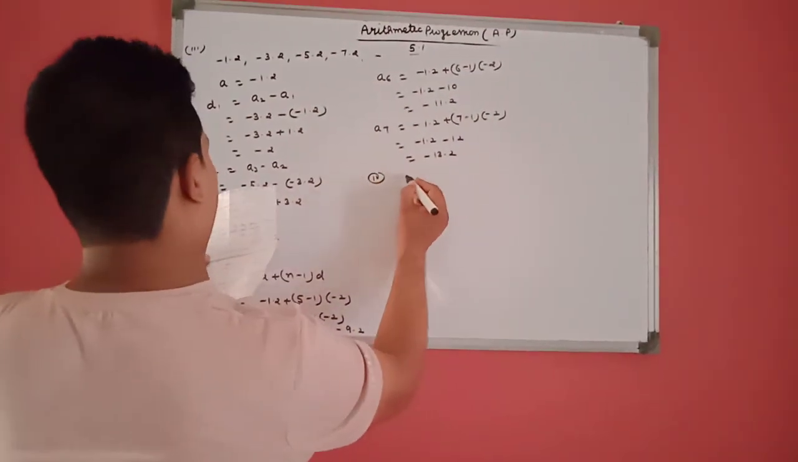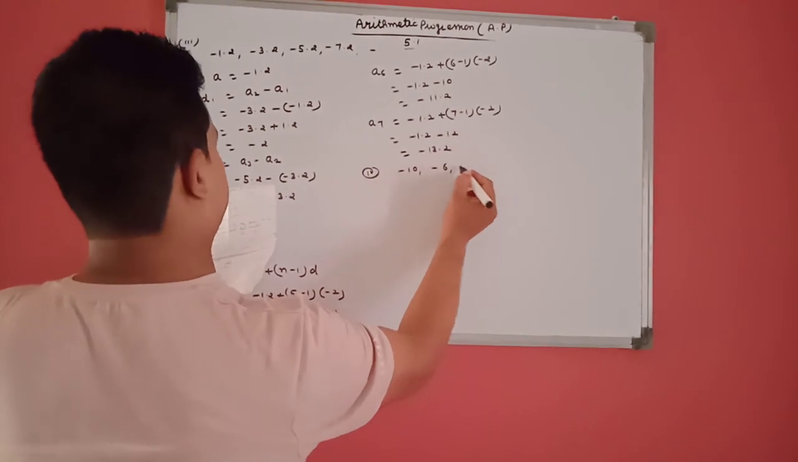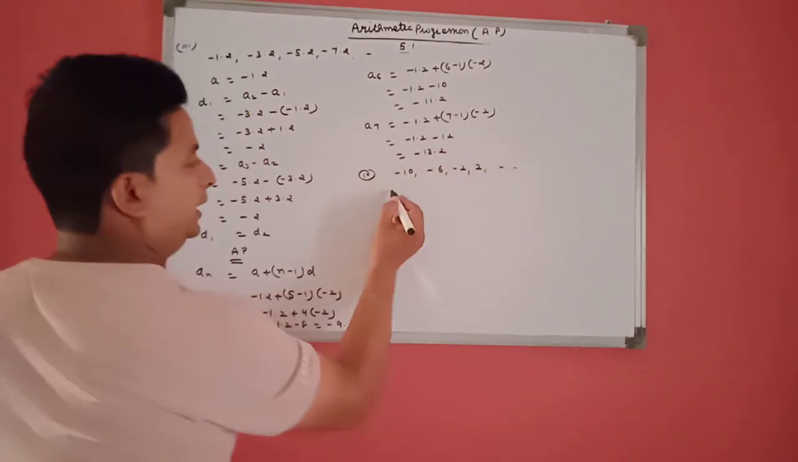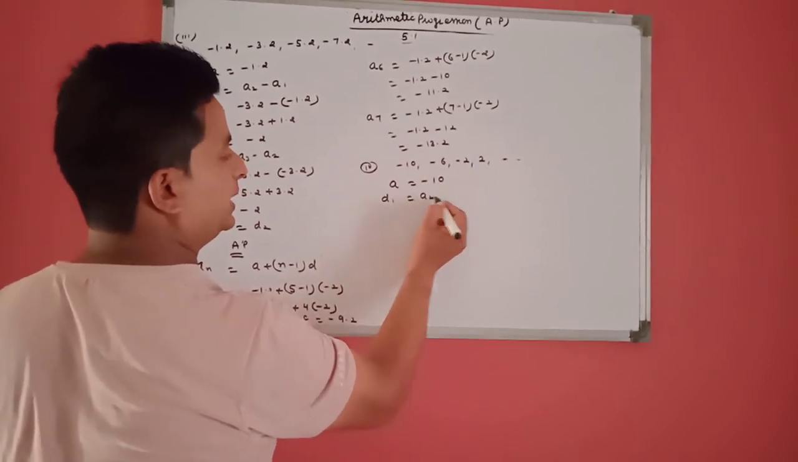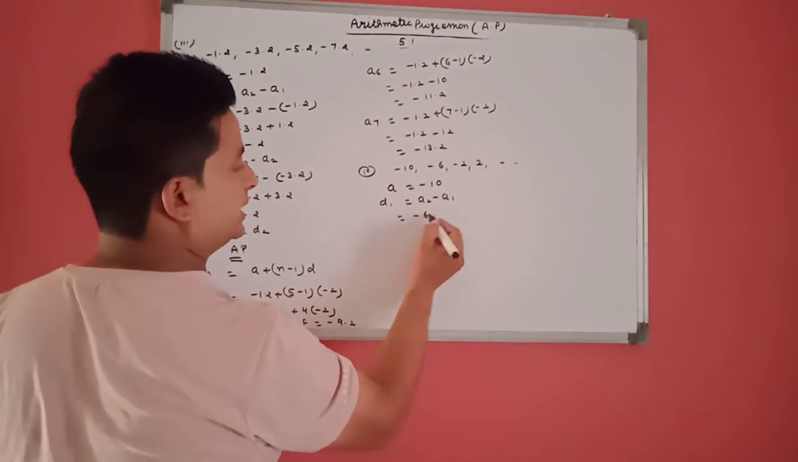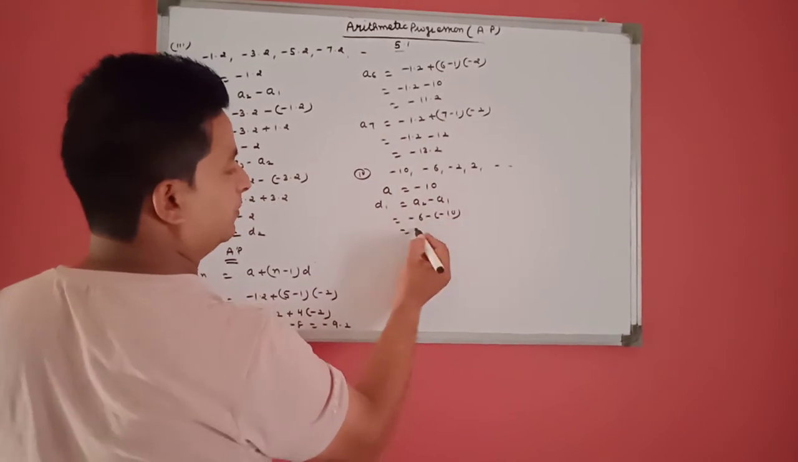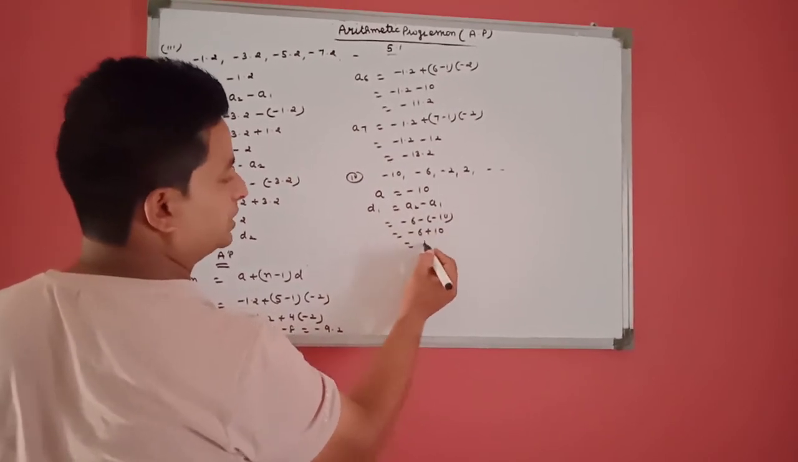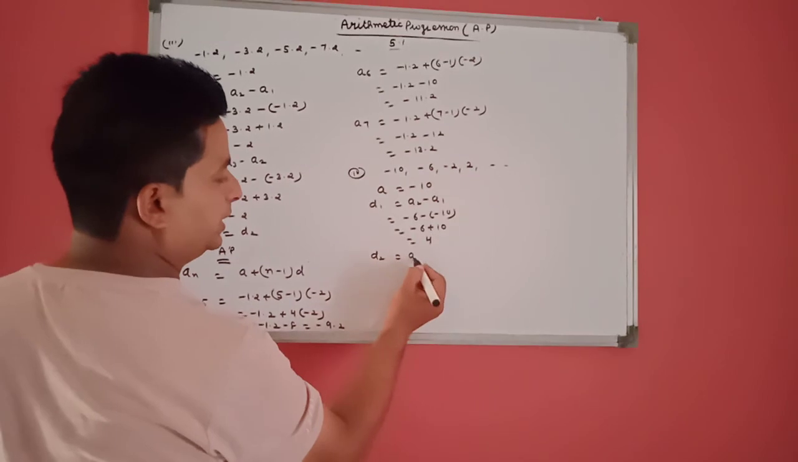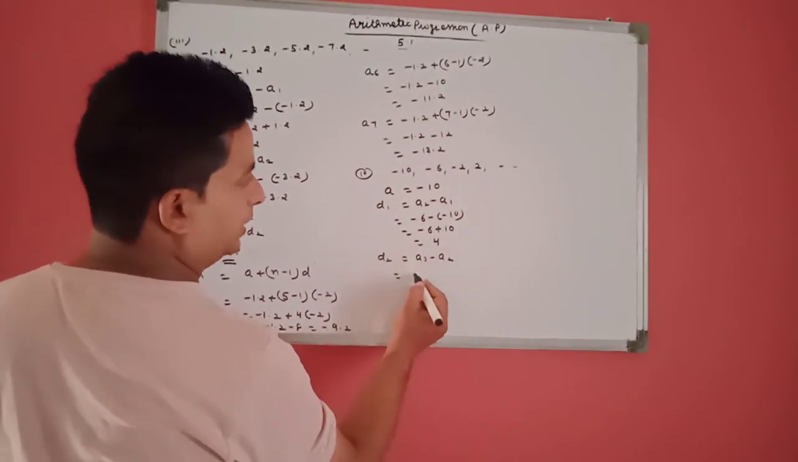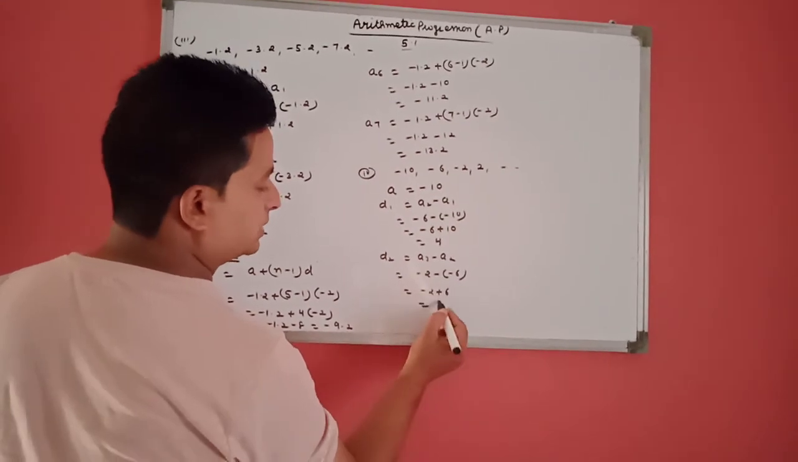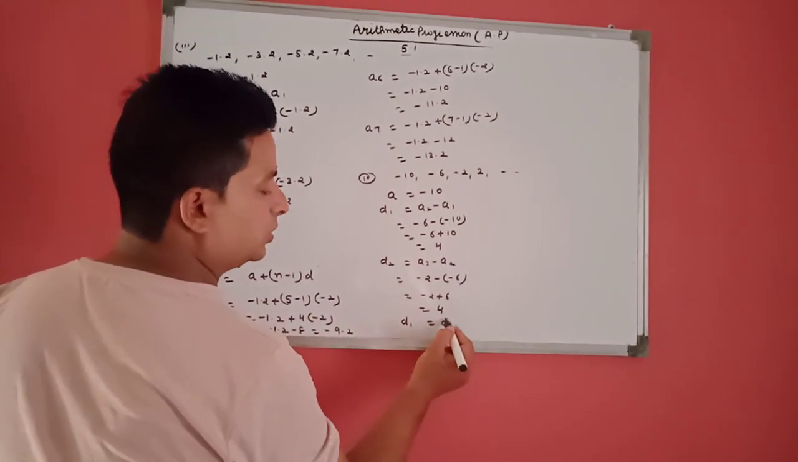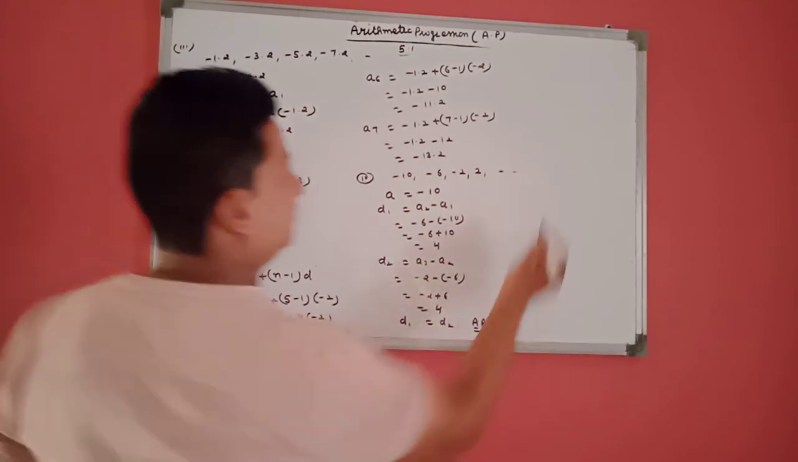In question number 4, the statement is minus 10, minus 6, minus 2. In this, a is minus 10, d1 is a2 minus a1, which is minus 6 minus (minus 10), minus 6 plus 10, which is equal to 4. d2 is a3 minus a2, a3 is minus 2, minus 2 minus (minus 6), minus 2 plus 6, 4. So d1 is equal to d2, it is an AP.